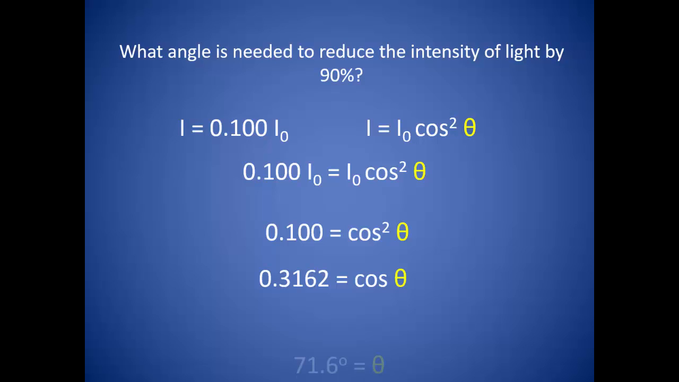From here, all we have to do is take the inverse of the cosine, and we find that an angle of 71.6 degrees will block out 90% of the light. Note that in this case, we are only 18.4 degrees away from completely blocking out the light. So conversely, if you only wanted to block out 10% of the light, you would need to orient your second polarizer at 18.4 degrees. Just a little bit of lovely symmetry.